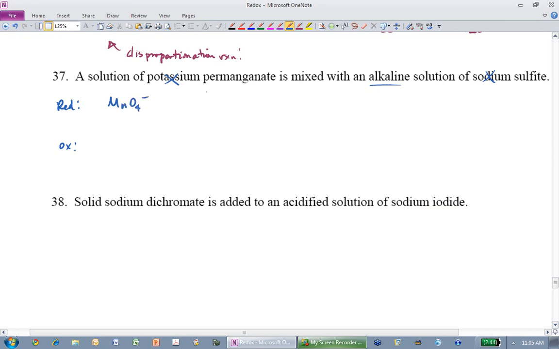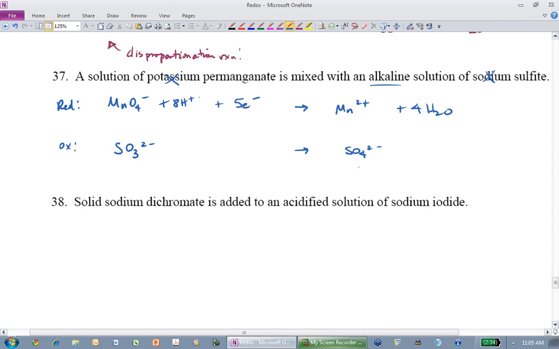MnO4 minus goes to Mn2+. You can probably do this one in your sleep now. This one, maybe not so much. We haven't practiced it as much, but there's my sulfite. It's going to go to sulfate. So that should get you started. So let's go back up to the top. I need 4 waters, which forces 8 H pluses, total charge on the left plus 7, total charge on the right plus 2, so 5 electrons.